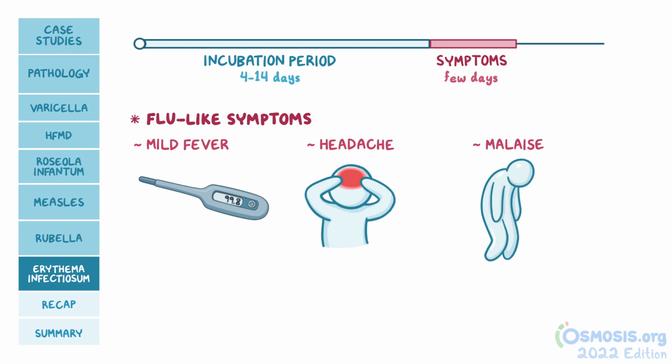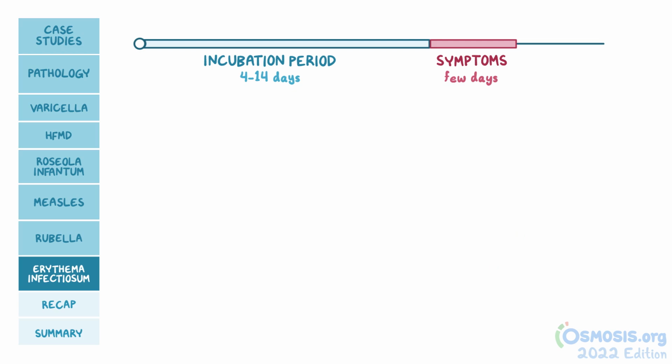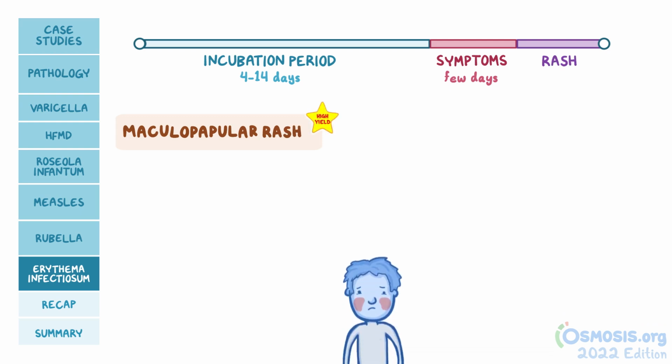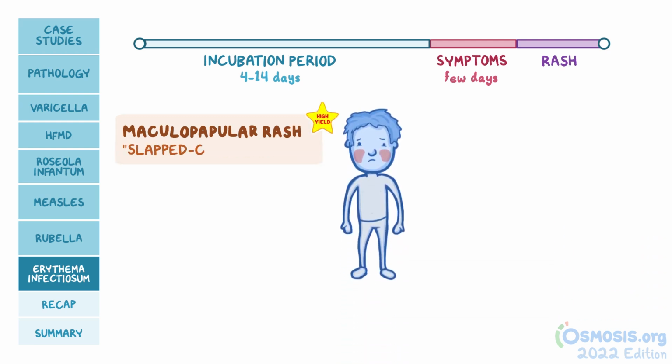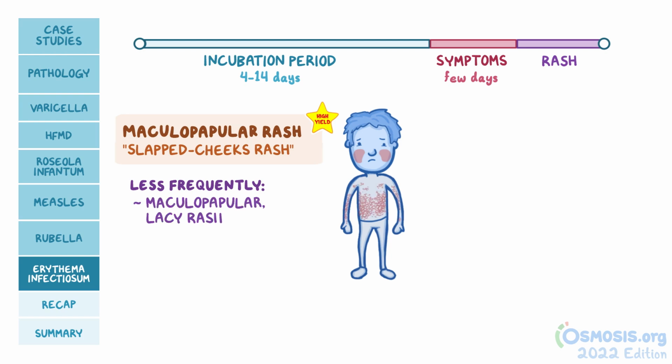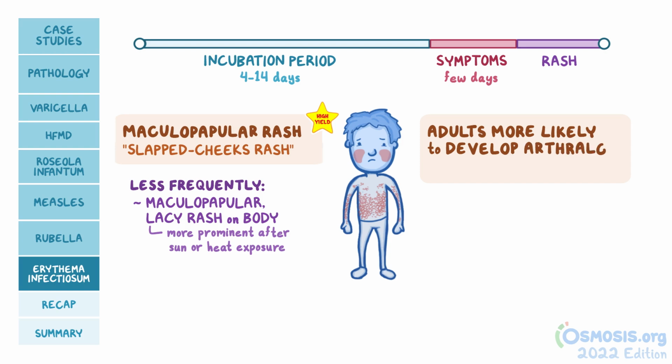What's high yield is that as the flu-like symptoms start to improve, a maculopapular rash breaks out on both cheeks, often called slapped cheeks rash. Less frequently, individuals may develop a maculopapular lacy rash on the body that becomes more prominent after sun or heat exposure. However, keep in mind that adults may not present the characteristic rash, and instead are more likely to develop arthralgia and arthritis, and that's also high yield.